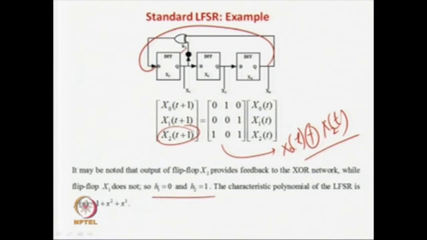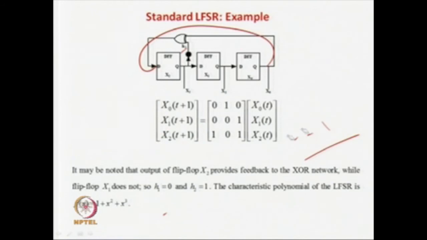Also, we have to go for the characteristic polynomial based LFSR representation. So, you know that there are 3 flip-flops, so x cube will be there, and x1 will be there. So, this is h1 x plus h2 x square. h1 is 0, so this term is not there, only this one remains, and so this is the characteristic polynomial of this standard LFSR.